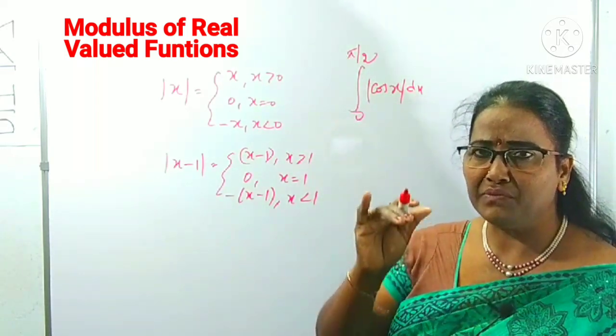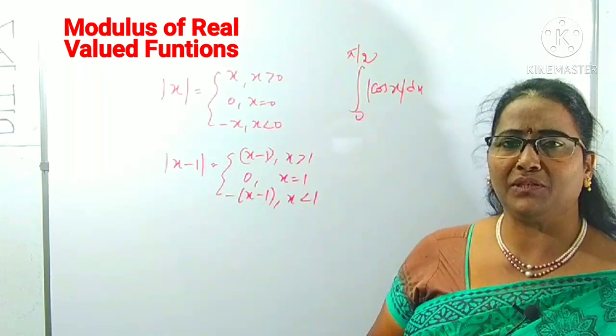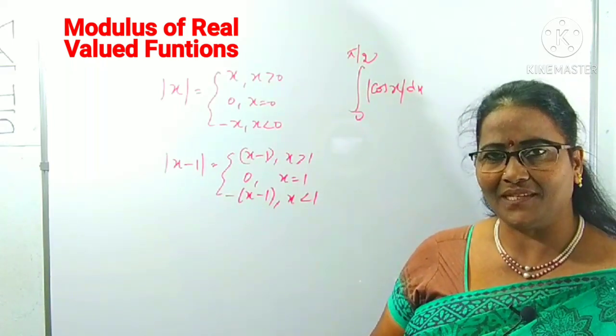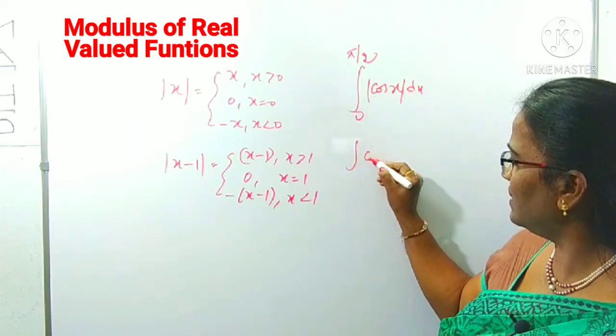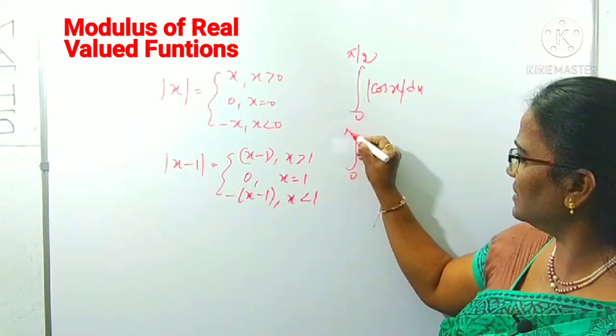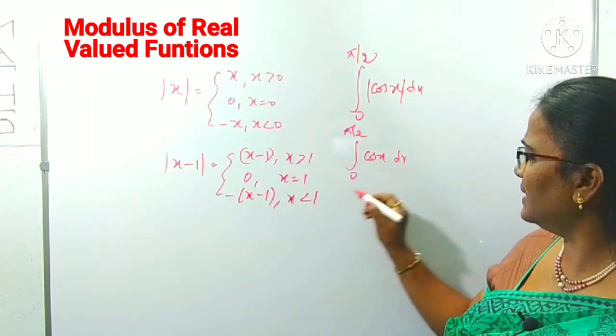The x range is from 0 to pi by 2. In between 0 to pi by 2, what happened? Cos is, yes, positive. Means we can take, instead of the cos x modulus, we can take cos x between the limits 0 to pi by 2 dx.